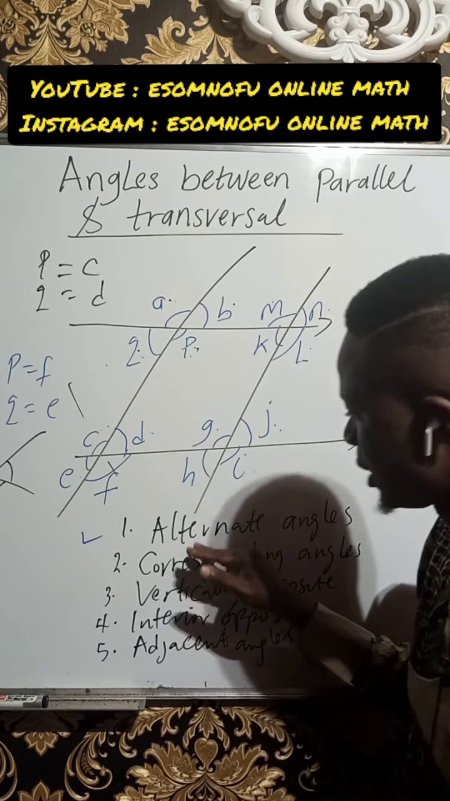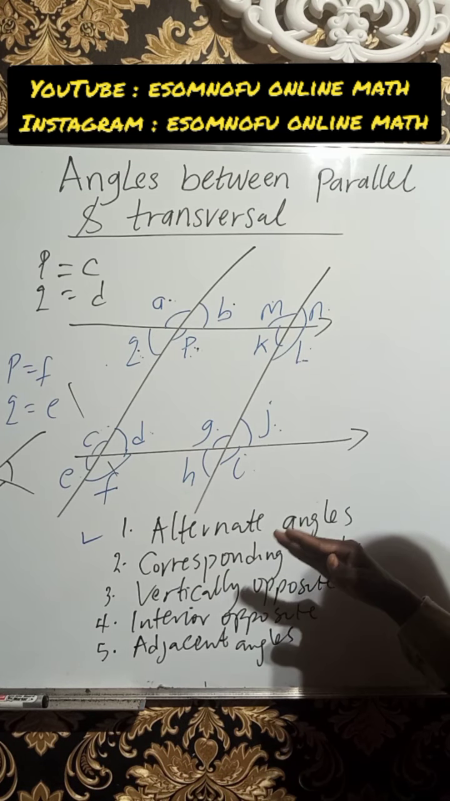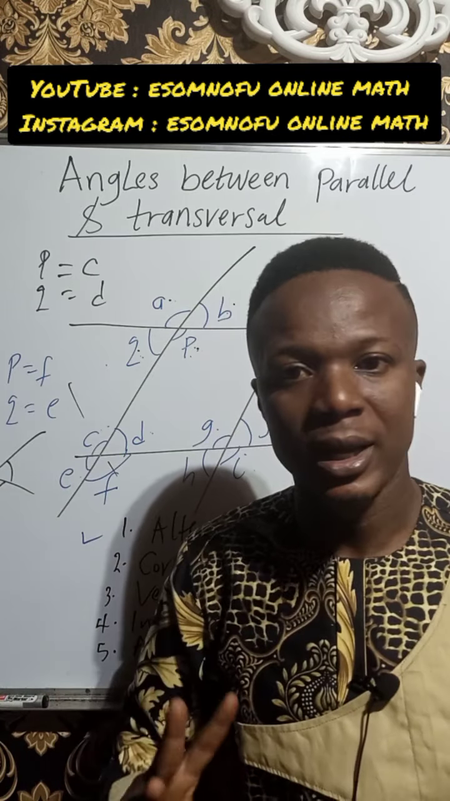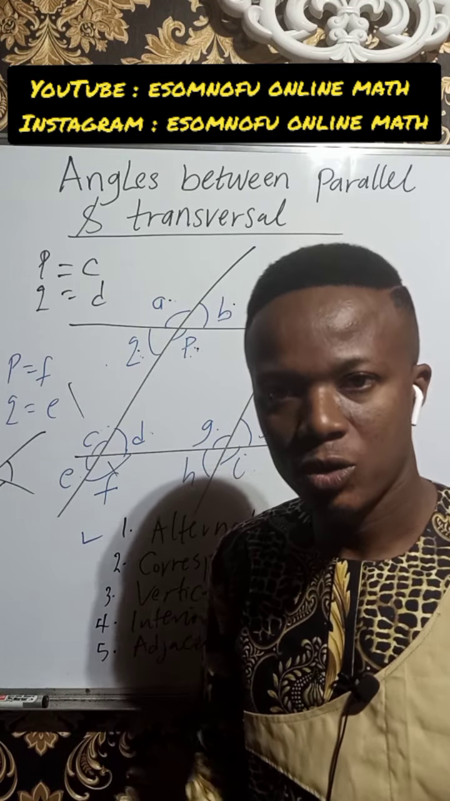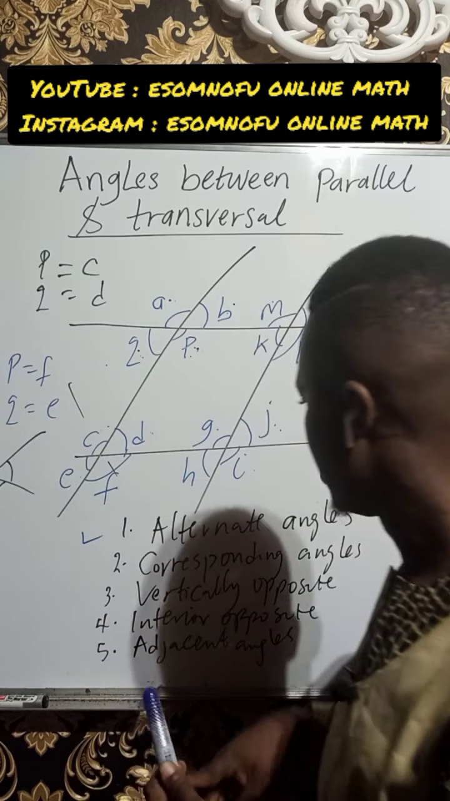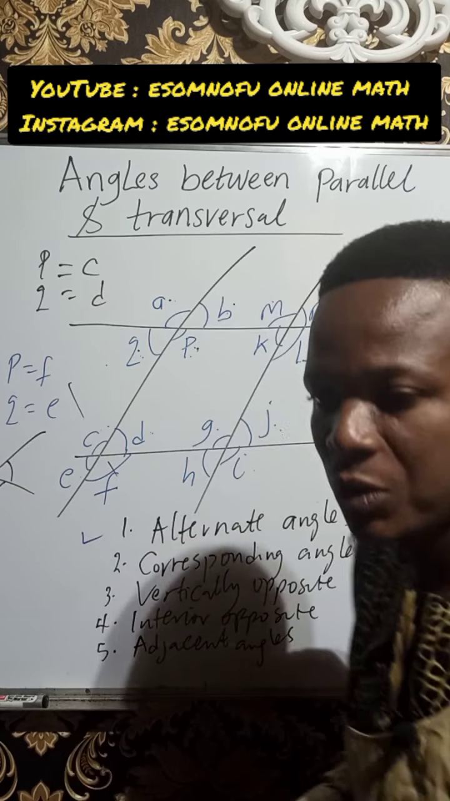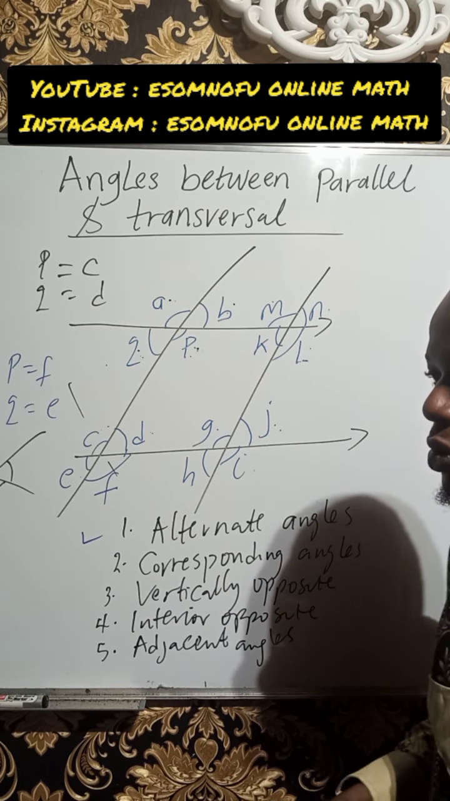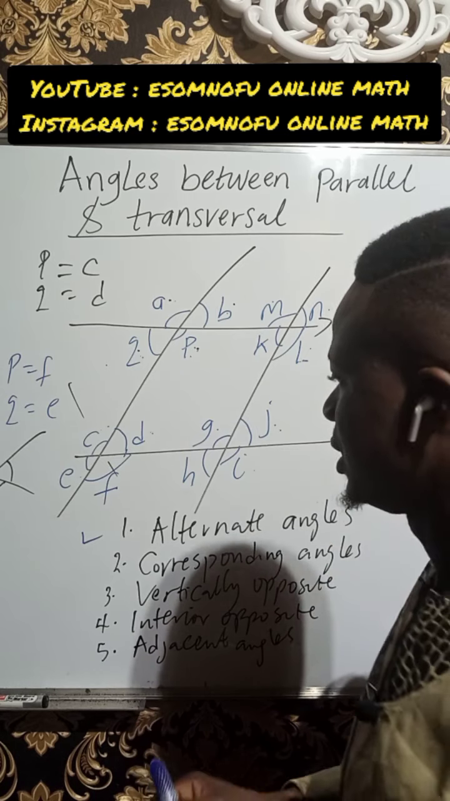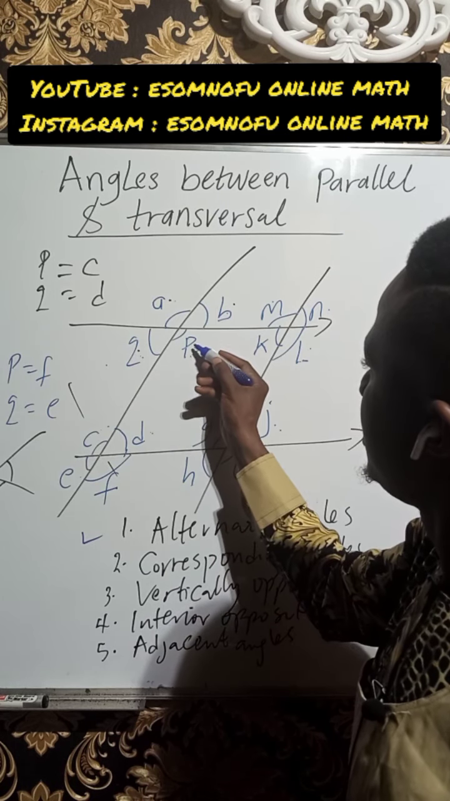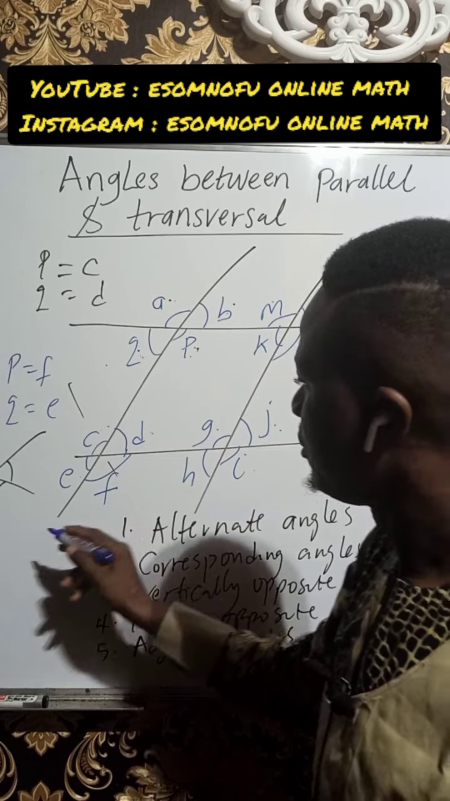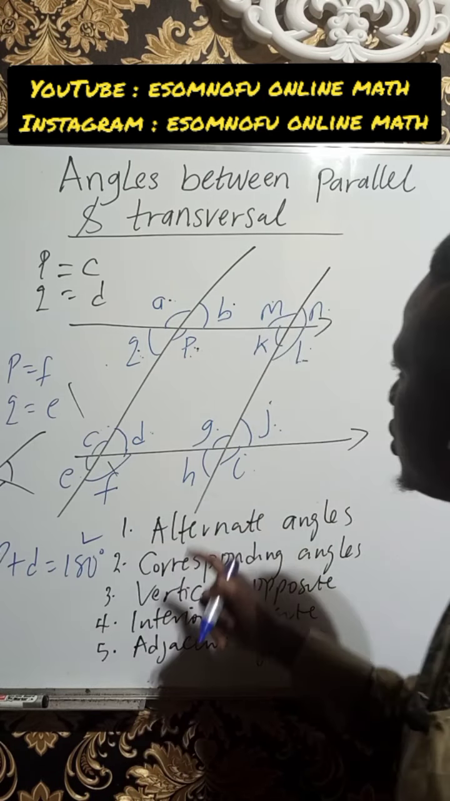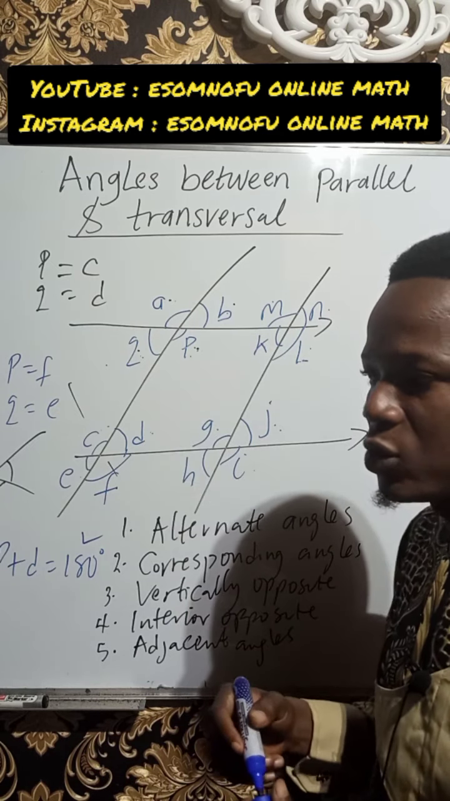So the first three, alternate angles, corresponding angles, and vertically opposite angles, are all equal to each other. Alternate is equal to alternate, vertically opposite is equal to vertically opposite, corresponding is equal to corresponding. But interior opposite angles are not equal to each other. Rather, they sum up to 180 degrees. From here, you can see that P is directly facing D. Therefore, P plus D equals 180 degrees. The sum of two interior opposite angles gives us 180 degrees.